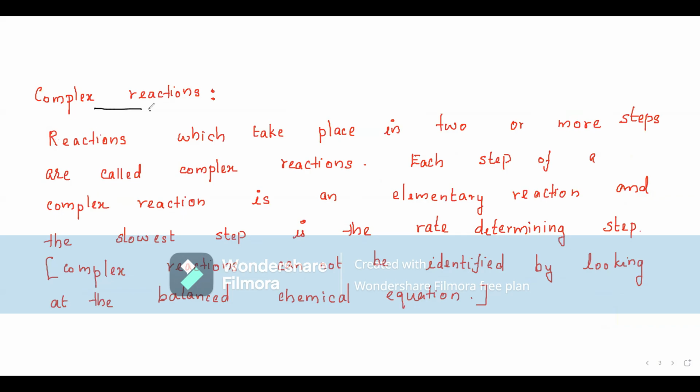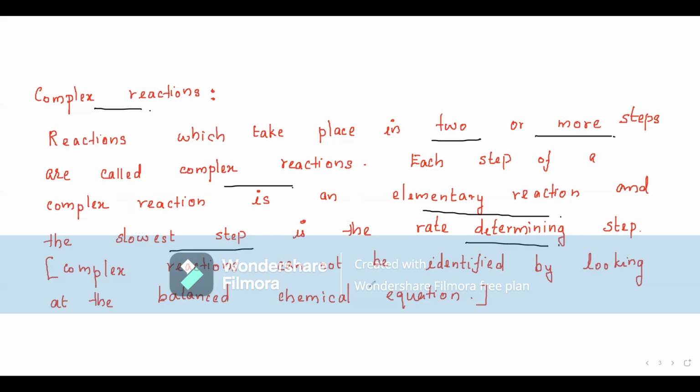Then, complex reactions. Reactions which take place in more than one step, 2 or more steps, are called complex reactions. Reactions that take place in more than one step are examples for complex reactions. Each step in a complex reaction is an elementary reaction, and the slowest step will be the rate determining step.